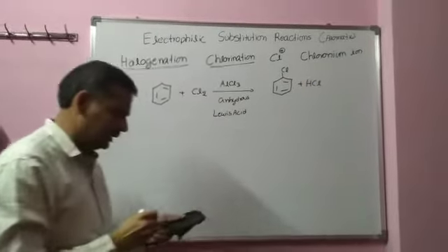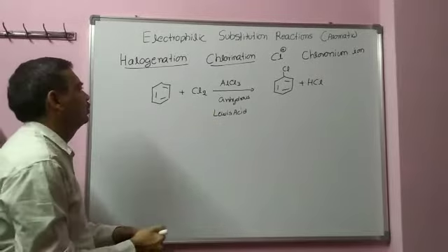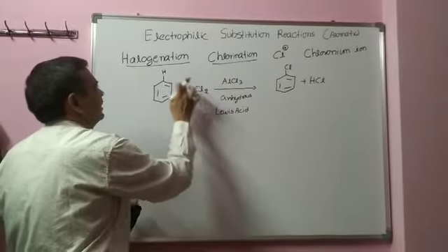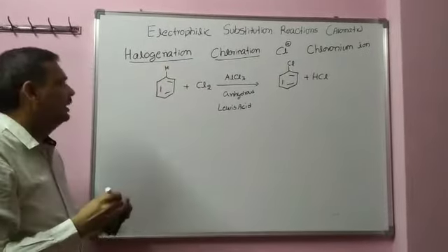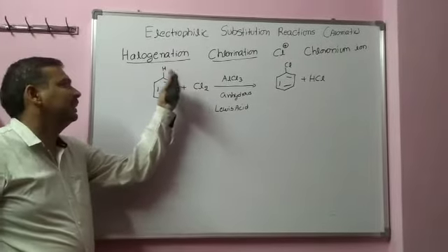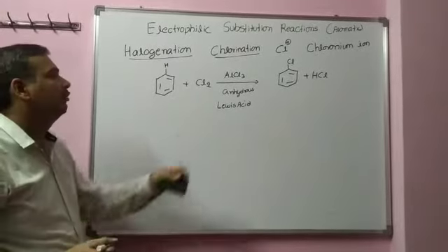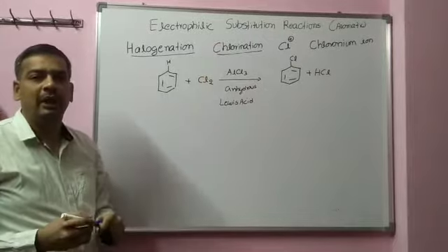So what is happening in this reaction? This is an electrophilic substitution reaction, right? One electrophile, Cl+, displaces the other electrophile in the benzene. So H+ is substituted by the chlorine. That's why it's an electrophilic substitution reaction. One electrophile is coming inside, the other electrophile is going outside.